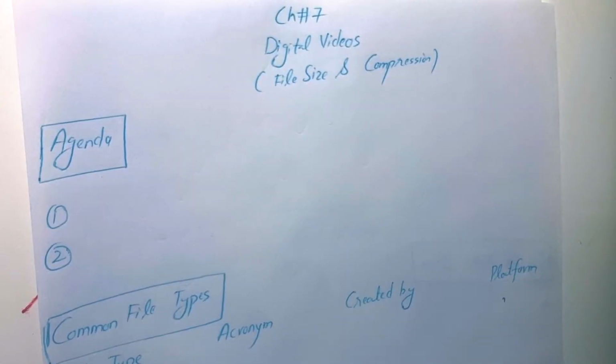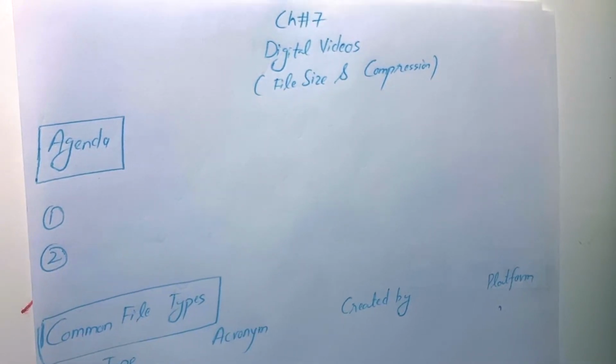Hello everyone. So today we will start over chapter number 7. Chapter number 7 is basically the continuation of chapter number 6, the digital video chapter, where we have discussed the fundamental concepts of the video. We have discussed the aspect ratios and a couple of other fundamental concepts of the videos.